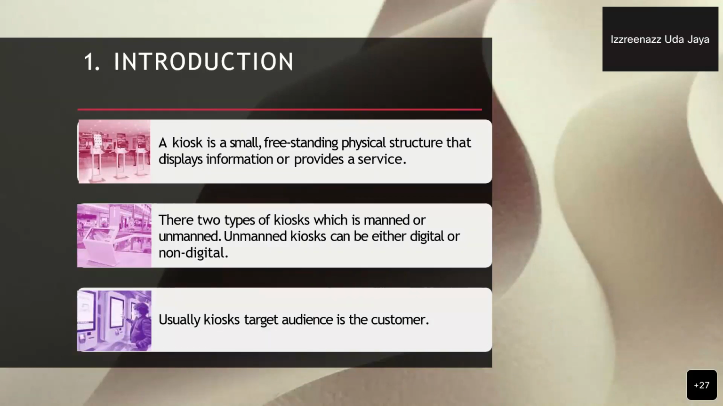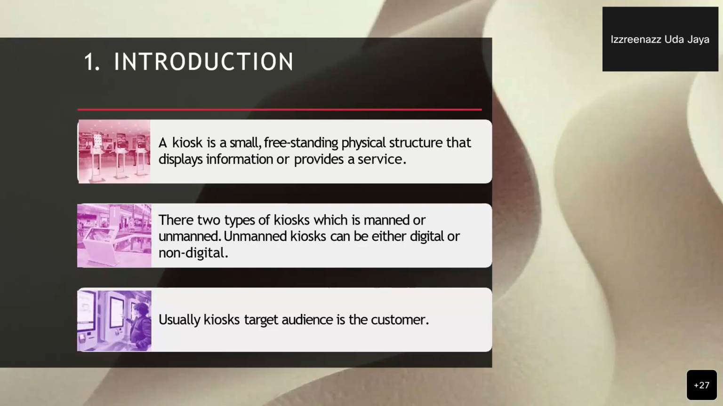A kiosk is a small freestanding physical structure that display information or provide a service. There are two types of kiosks, which is manned or unmanned. Unmanned kiosks can be either digital or non-digital. So I'm going to explain about manned kiosks.